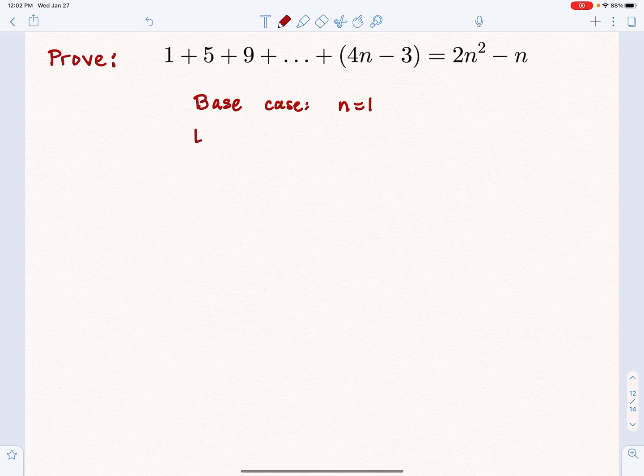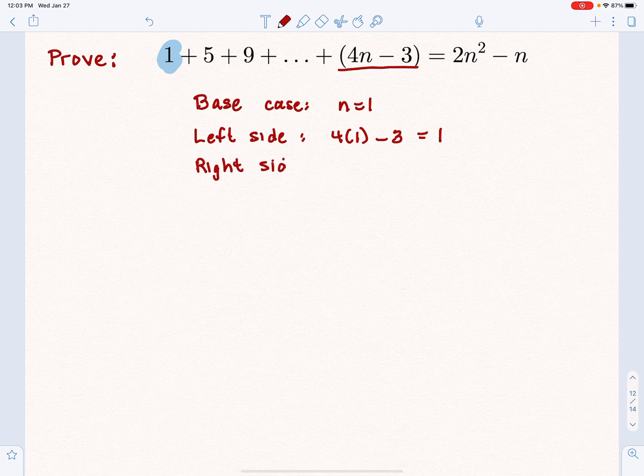So if we look at the left-hand side, all of the terms that we're trying to add up are of the form 4n minus 3. So on the left-hand side, 4 times 1 minus 3 is 1, which, yes, you notice is the first term of the sum. So that's not a surprise. And on the right side, we have 2 times 1 squared minus 1, which turns out to be 1. So great, we've established a base case.